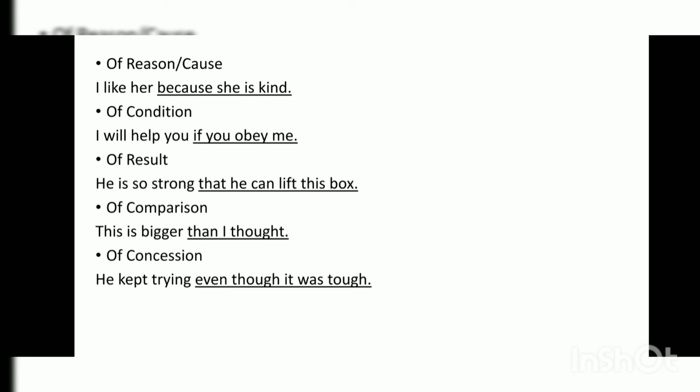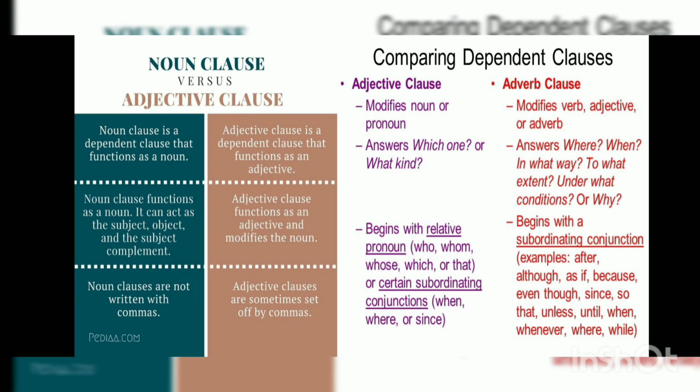Now let's study the difference between the adverb clause, adjective clause and noun clause. As you can see, the noun clause is a dependent clause that functions as a noun. It can act as a subject, object and subject complement. A noun clause is not written with commas. An adjective clause is a dependent clause that functions as an adjective and modifies the noun. An adjective clause is sometimes set off by a comma.